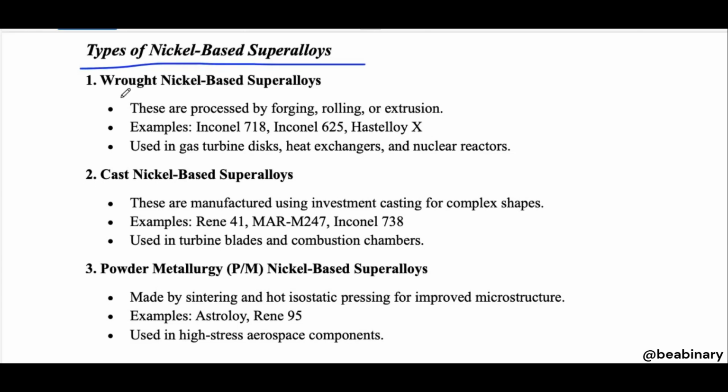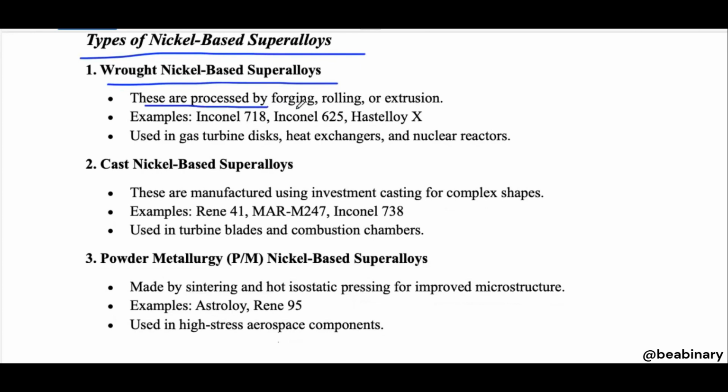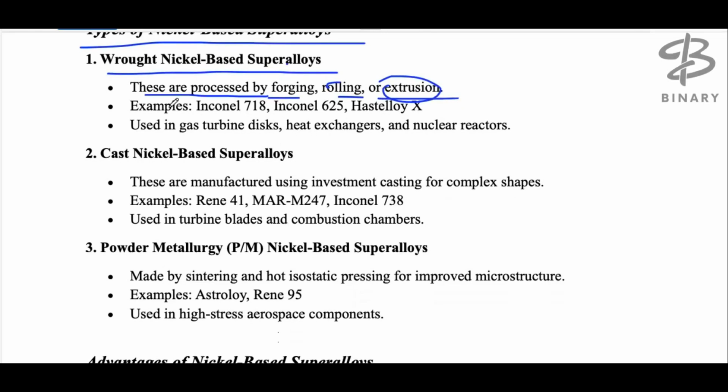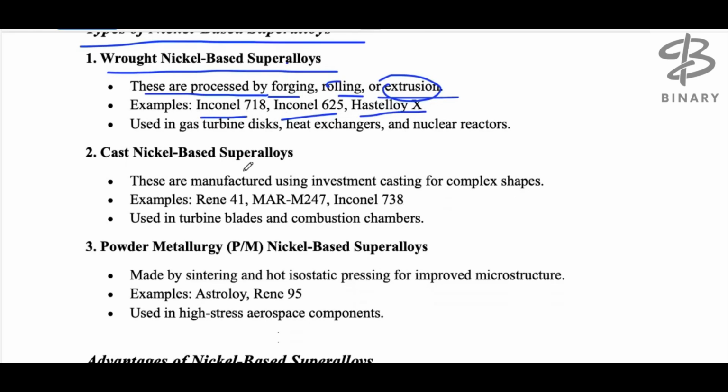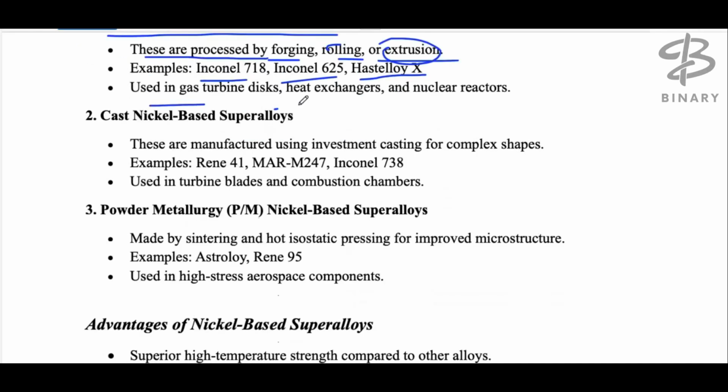Okay, so wrought nickel based superalloys are processed by forging, rolling, or extrusion. These are the processes. I hope that you have read in manufacturing engineering about forging, rolling and extrusion. These are all processes that are possible in this particular material type. Examples are Inconel 718, Inconel 625, and this one is X. They are used in gas turbine disks, heat exchangers, and nuclear reactors.